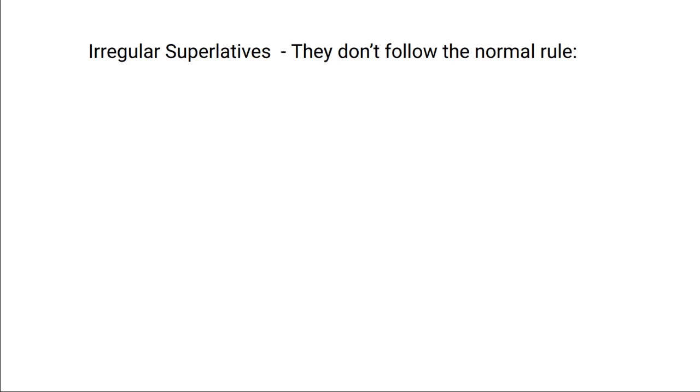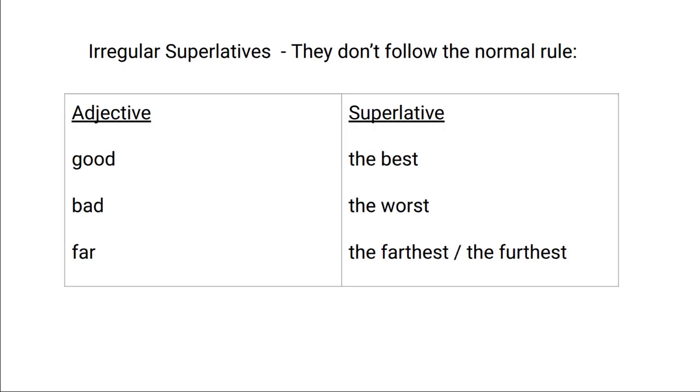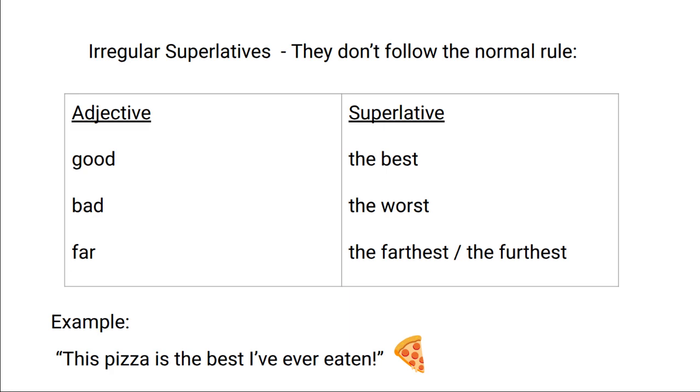But there are some irregular superlatives, and they don't follow the normal rules. For example, we have good, which becomes the best. We have bad, which becomes the worst. And we have far, which becomes the farthest or the furthest. For example, this pizza is the best I've ever eaten.